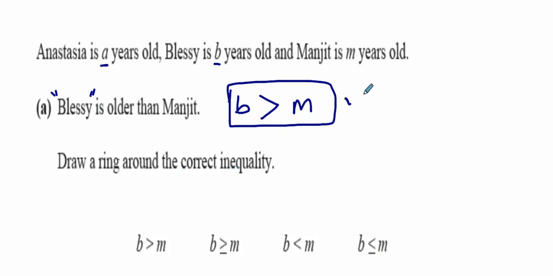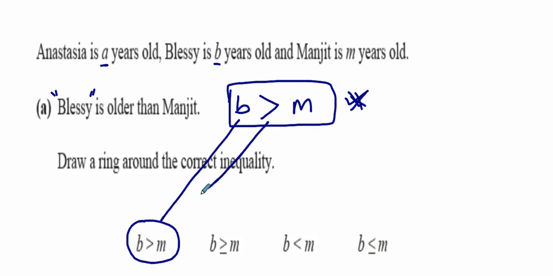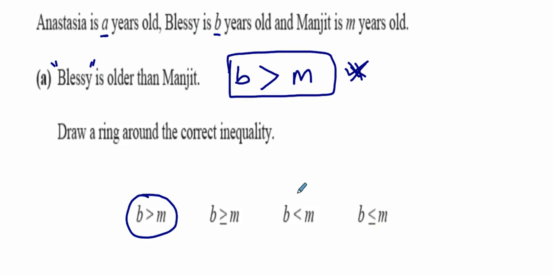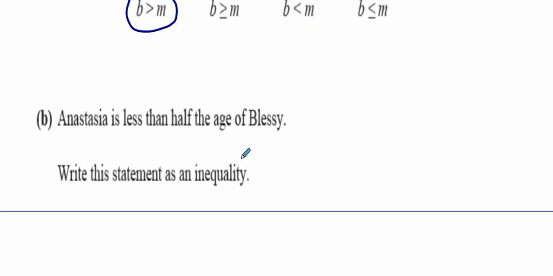This is the inequality I have figured out. Older means greater, so we should not forget that. Those are English words. So draw a ring. This is where we draw the ring: B greater than M. Okay, we are done.